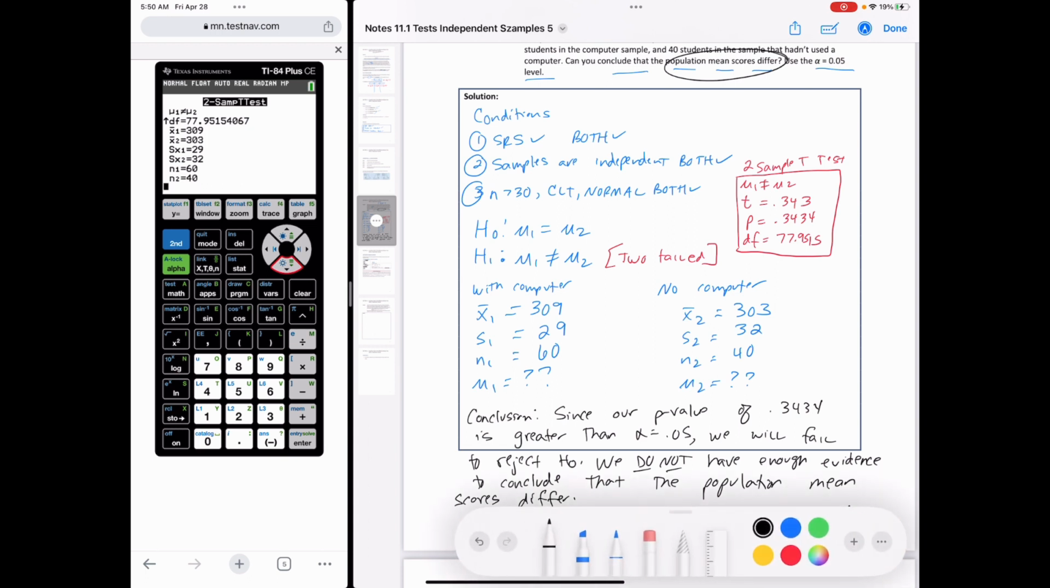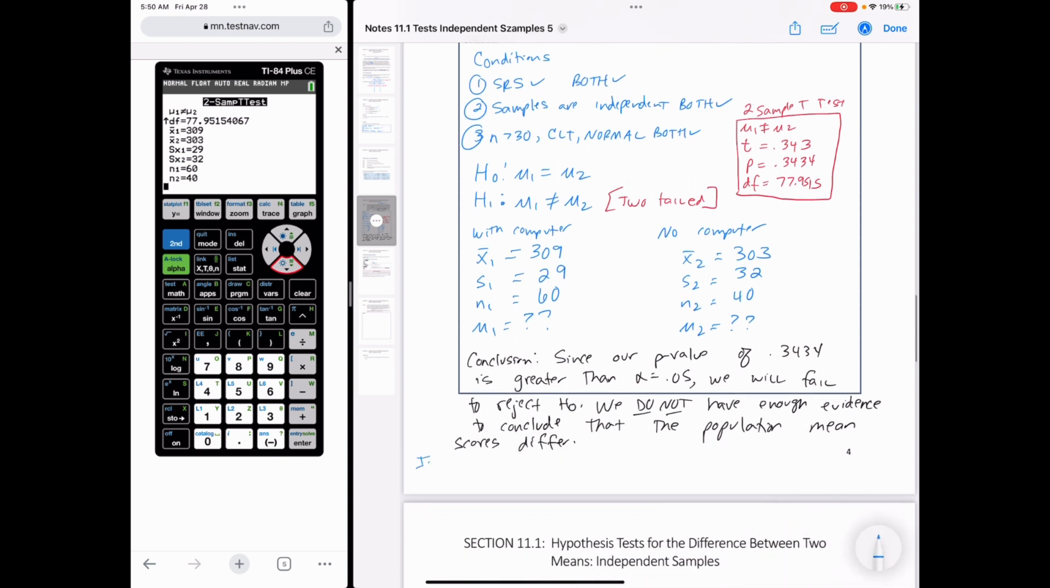And when you interpret your p-value, I'm going to say if H0 is true, there is a 0.3434 chance of a test statistic as extreme or more extreme.